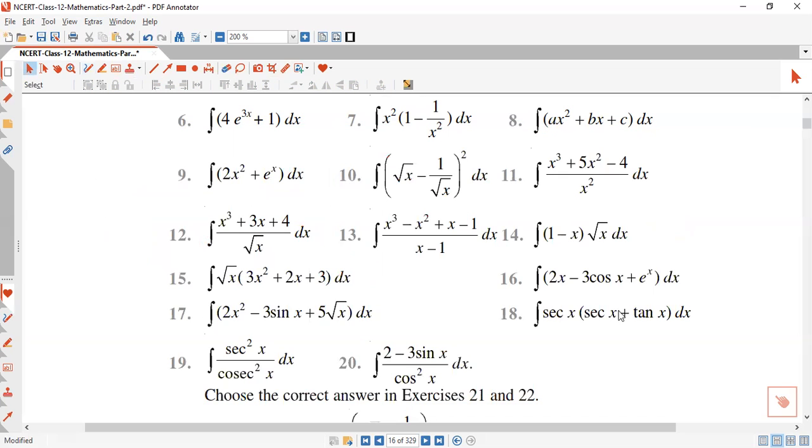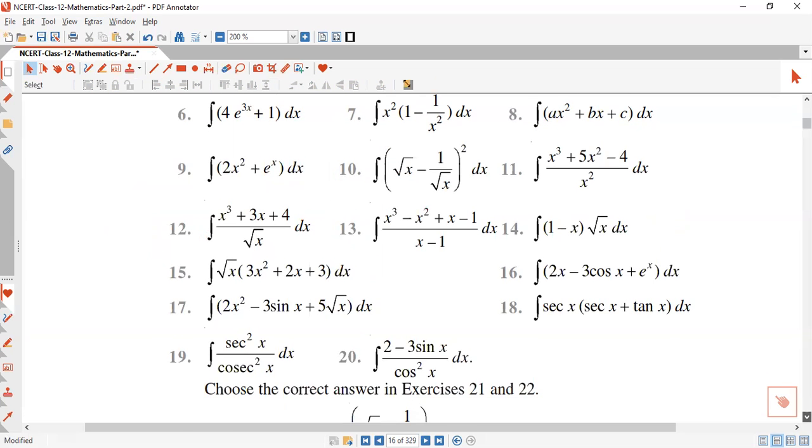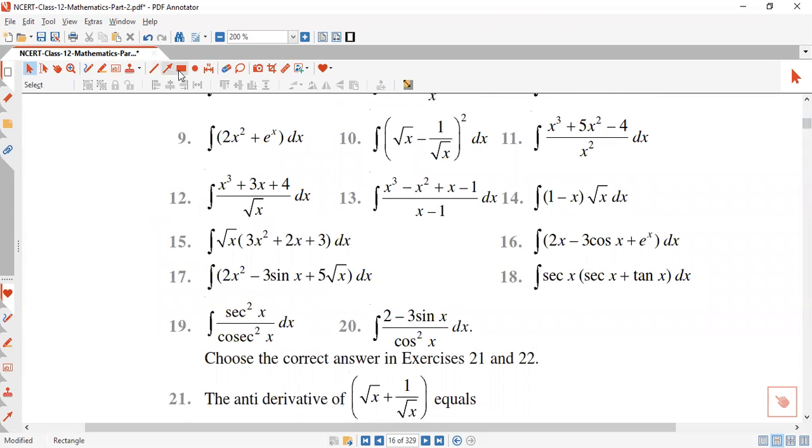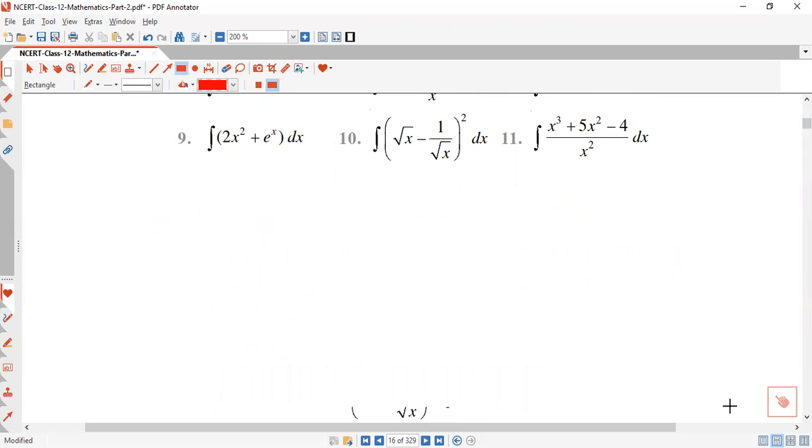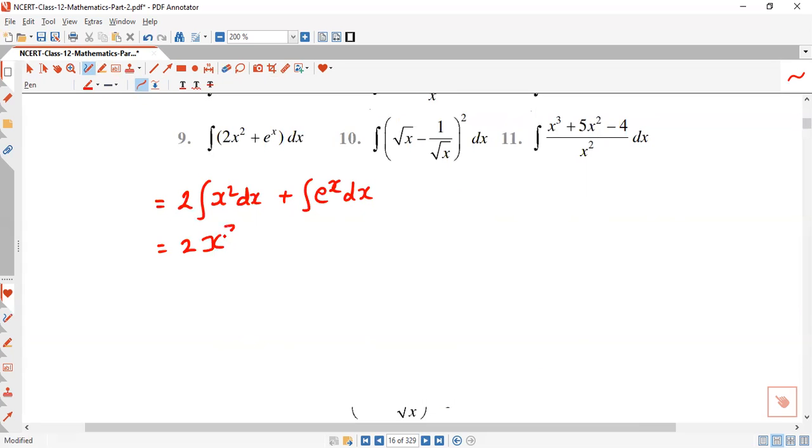Now, question number 9. See this question number 9. Again, I separate both the things separately. This becomes 2 times, taken outside, integral of h square dx plus integration of e raised to x dx. So it will come out 2 times h raised to 3 by 3 plus e raised to x plus some constant c. This is the answer.